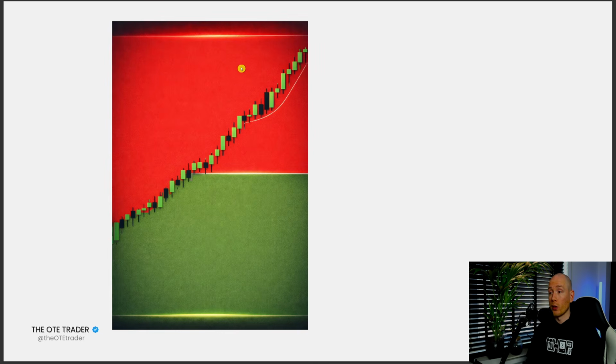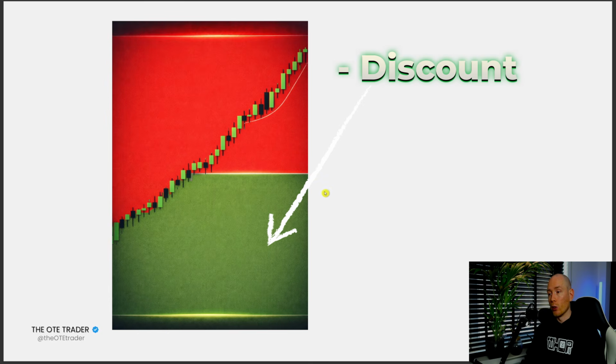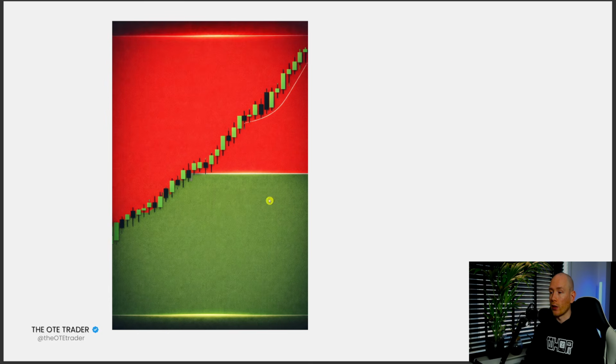Now to the left, we've got this nice rectangle outlined with a red box and a green box. So basically PD array means premium and discount array. The P stands for premium, which is everything up in this red area. And the D stands for discount, which is everything down in this green area. An array is a different word for a list. So we've got a list of premium and we've got a list of discount.